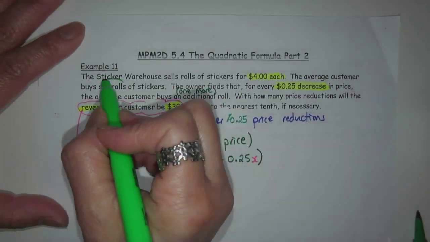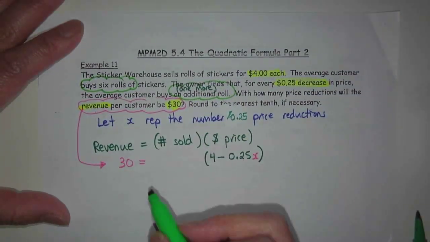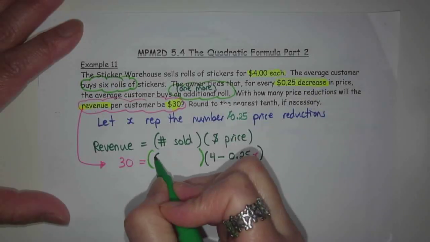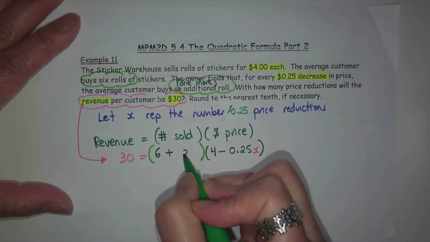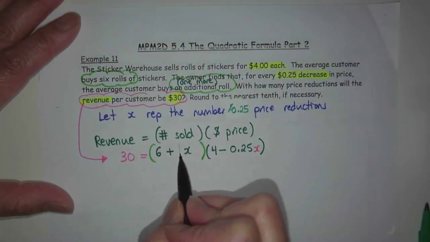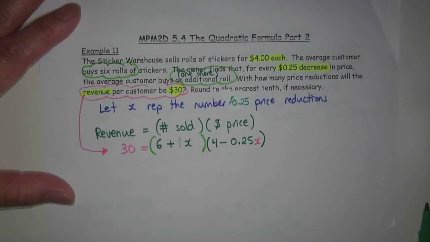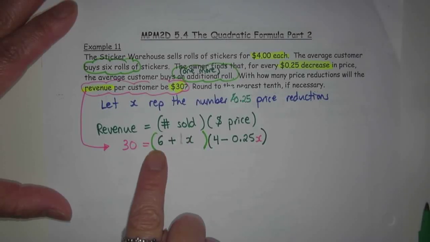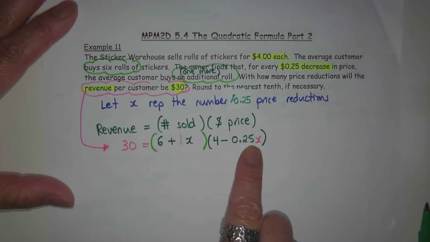The average customer buys 6 rolls. So 6 rolls, and then you're going to get 1 more. So for here, we're going to take that part and put it into this bracket. So number is normally 6, but we're doing 1 more, so plus 1x. You can pretend there's a 1 here, it's a 1x, so that's 1 more roll here. Okay, so it's always the number sold. So I'm selling 6, I'm getting 1 more. I sell it for $4, but I'm losing 25 cents each time.